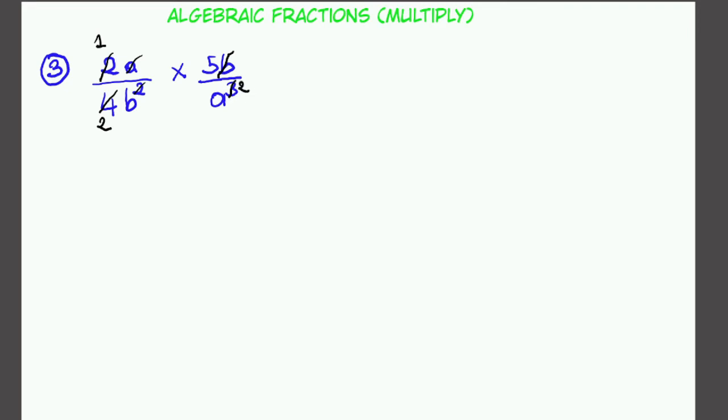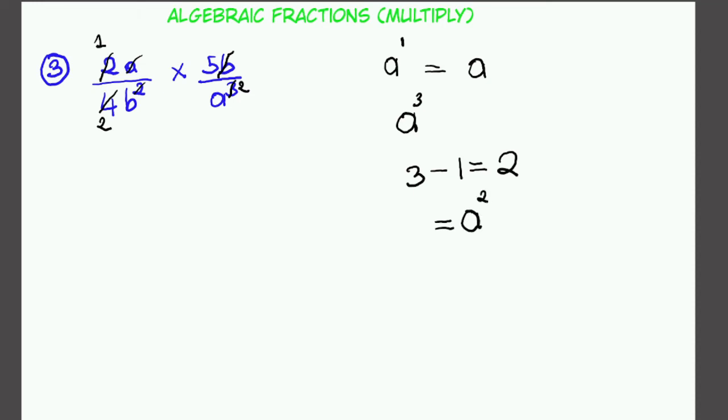It's as simple as subtracting. This a has a power of 1, which is equal to a. A cubed has a power of 3. When dividing, we would say 3 minus 1 equals 2, leaving us with a squared, as we would keep the base.